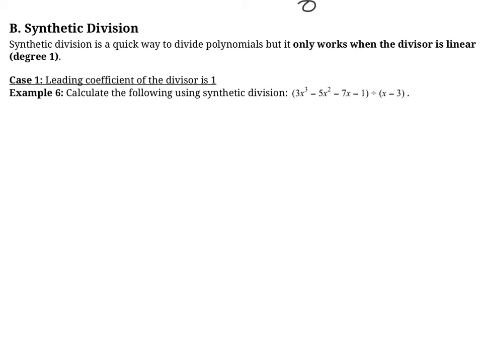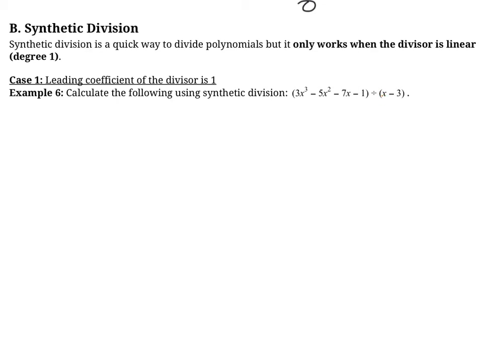So it's sort of memorizing, I will warn you. I'm not going to go into why it works. I'm just going to show you how it works. So note that you can only use this when our divisor is linear. So if we have an x squared situation where we're dividing a quadratic divisor into a dividend, then we can't use synthetic division. So let's start with when the leading coefficient of the divisor is 1. So here is our divisor, x minus 3. It's linear, check. So we can use this shortcut called synthetic division.